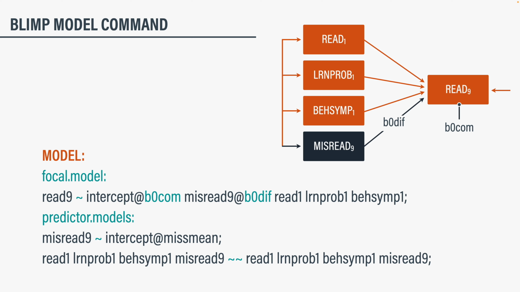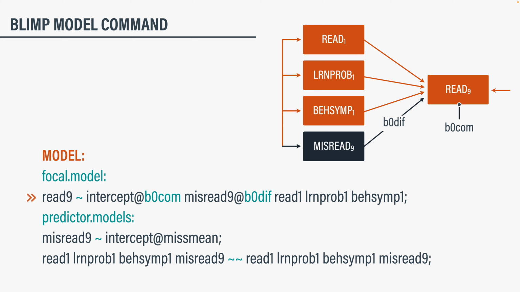The model command consists of two parts. One part is for our focal regression, and then a second part of the model is for the predictor variables. As a bit of housekeeping, I'm using labels in the model section to reorder the summary table so that the focal model appears first and the supporting predictor models appear next.